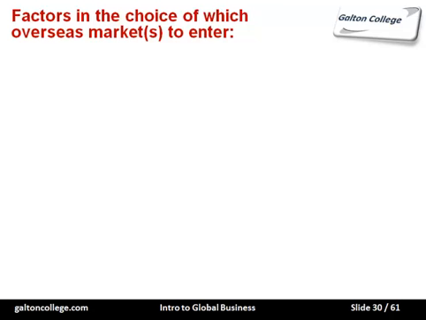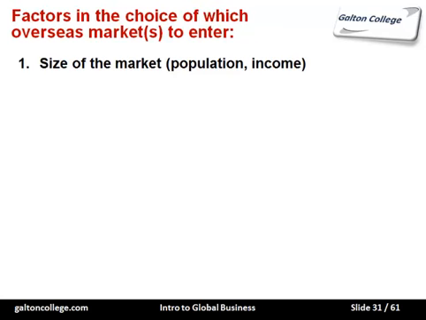Now, factors into choice of which overseas market to enter. Well, the size of the market will certainly be important, and of course, as will the income levels. Some societies may be very large, but the average income levels may be quite small. So it's looking at the population and looking at disposable income within that society, which may determine the choice of a particular country to expand into.